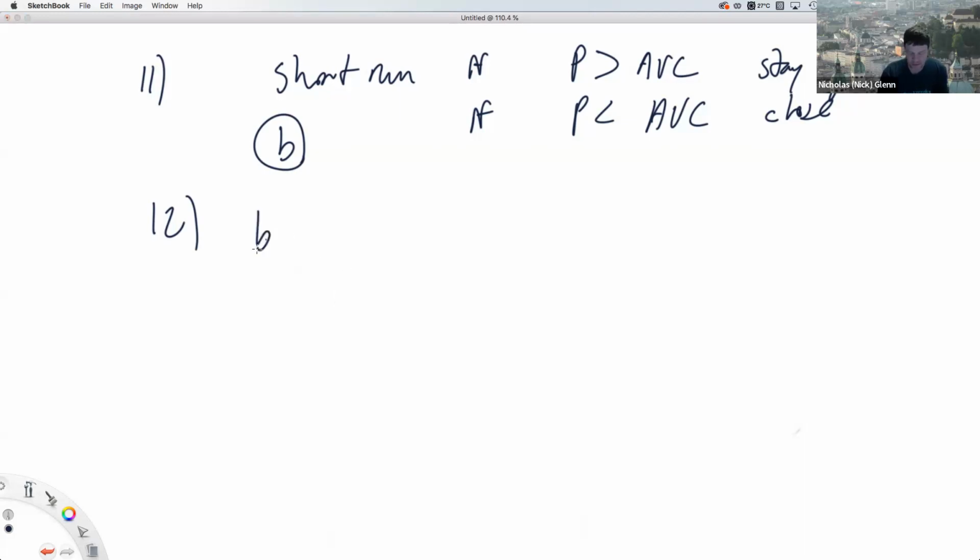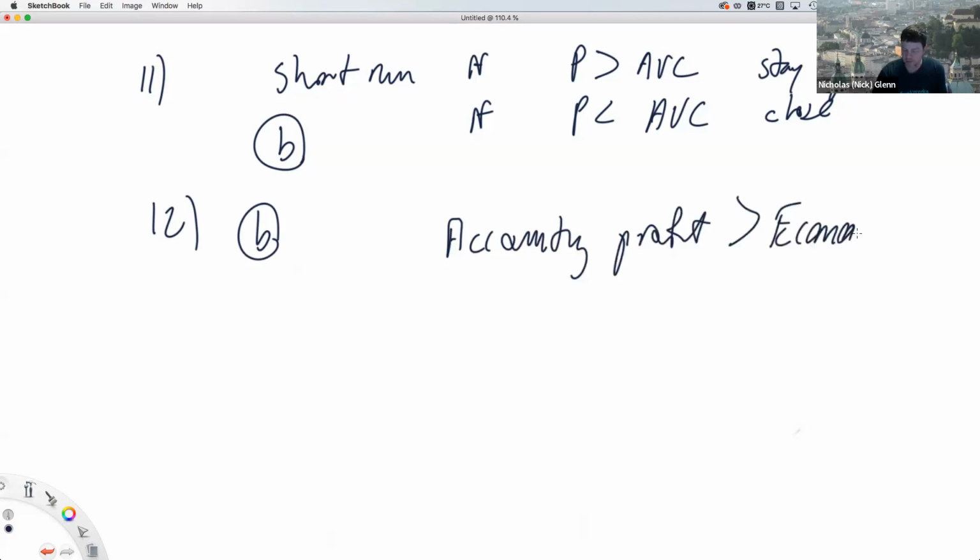12, when a profit maximizing firm in a competitive market is at zero economic profit, accounting profit is at least zero. Accounting profit is always greater than economic profit. Because economic profit is subtracting out these implicit costs, that is, these opportunity costs. And so those are either zero or positive. And since you're subtracting that out, economic profit is always going to be less than accounting profit. So that's why 12 is B.